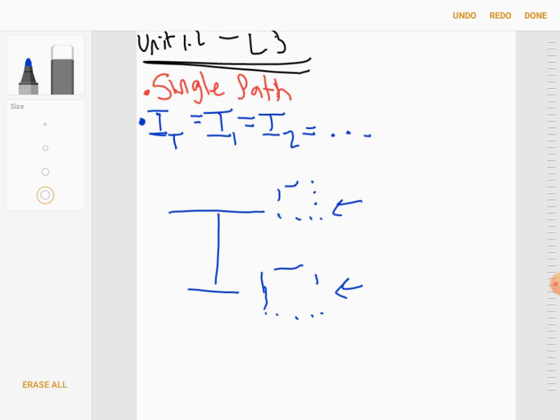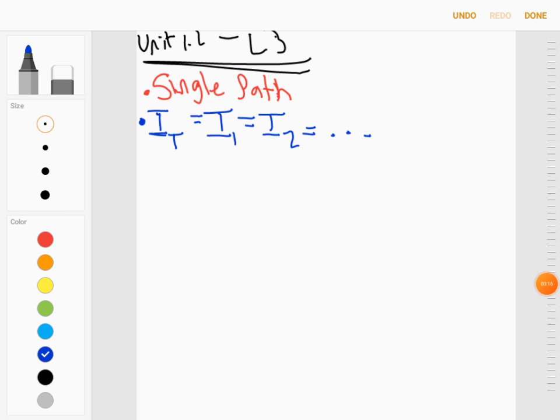Let me just pause for a second. This thing's kind of frustrating because it sometimes just puts back what I just erased.